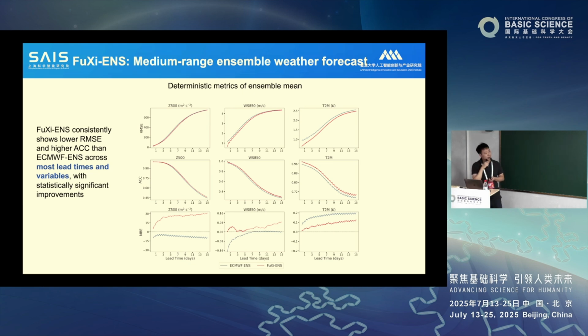So we evaluate three very important variables in weather forecasting. The 500 hectopascal geopotential tells us how the large-scale circulation is, the 850 hectopascal wind speed is in the middle column, and the 2-meter temperature is in the right column. We compared three metrics: RMSE, ACC, and mean bias error. In terms of RMSE and ACC, we basically outperform the ECMWF ENS across most lead times and variables.